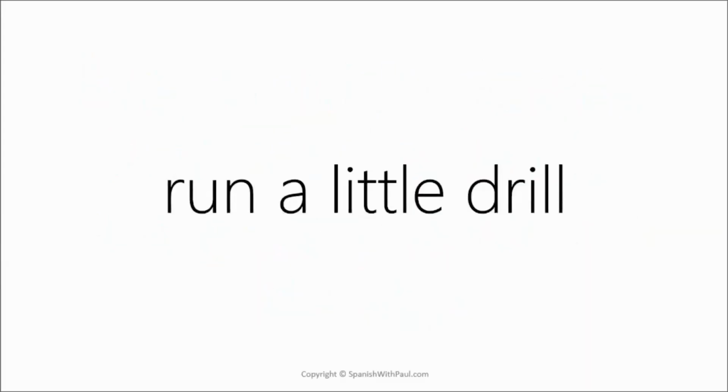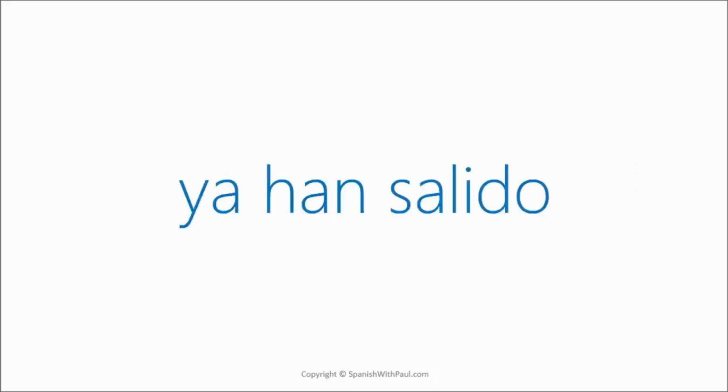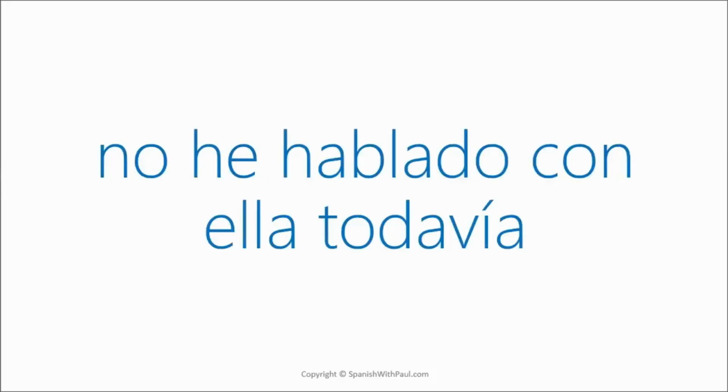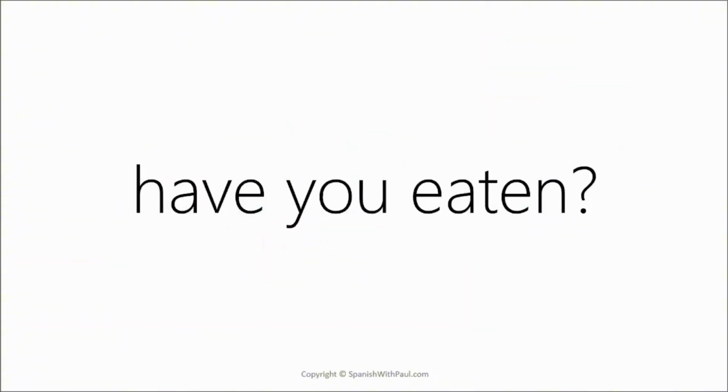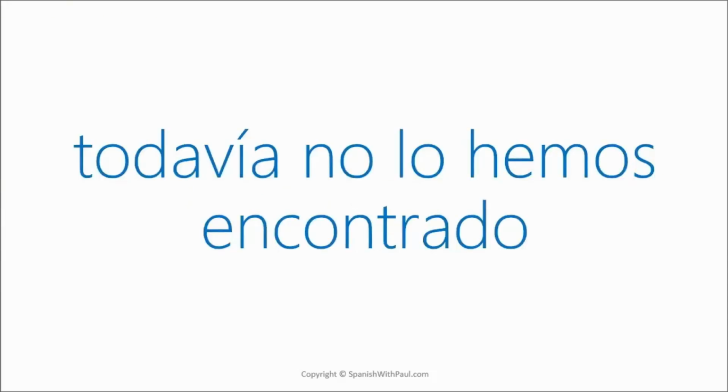To finish off, run a little drill where we will mix and match different verbs using this have past. How would you say they've already gone out? Ya han salido. I haven't spoken with her yet. No he hablado con ella todavía. Have you eaten? ¿Has comido? We still haven't found it. Todavía no lo hemos encontrado. I haven't seen them. No los he visto.